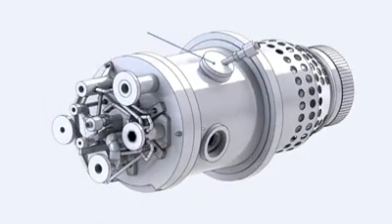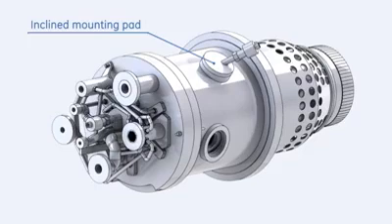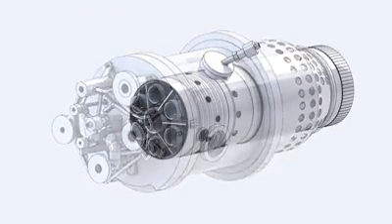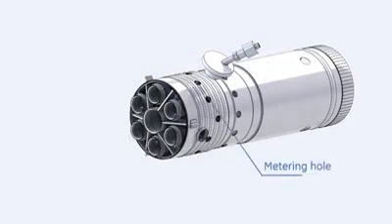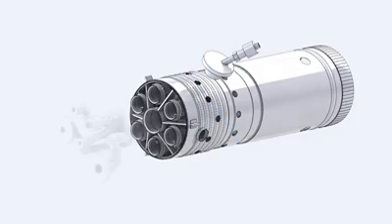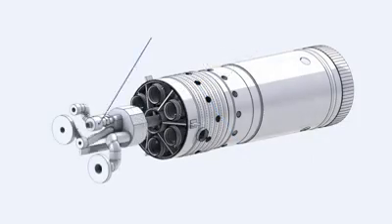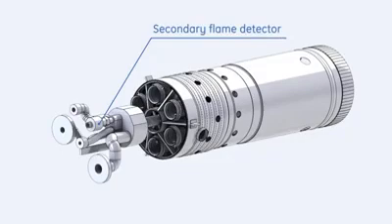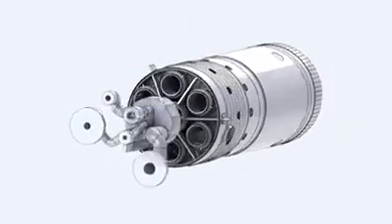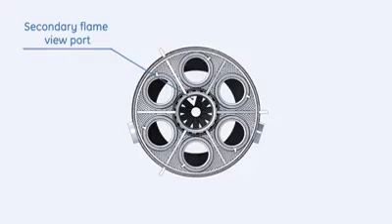The flame in the primary zone is detected by flame detectors mounted on pads on the combustion chamber cover. This detector is inclined to detect the flame through one of the metering holes around the liner body. Secondary flame detectors are mounted on the secondary nozzle flame flange. Flame is detected in the secondary zone through a viewport in the secondary swirler.